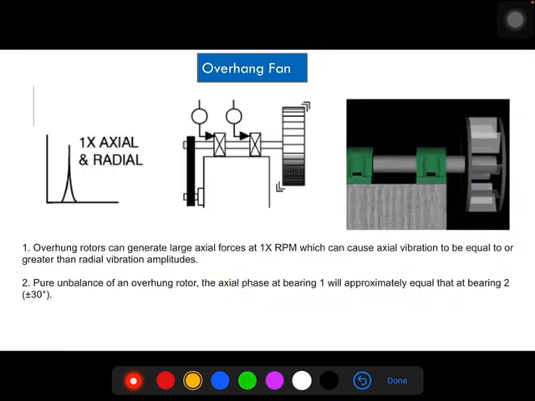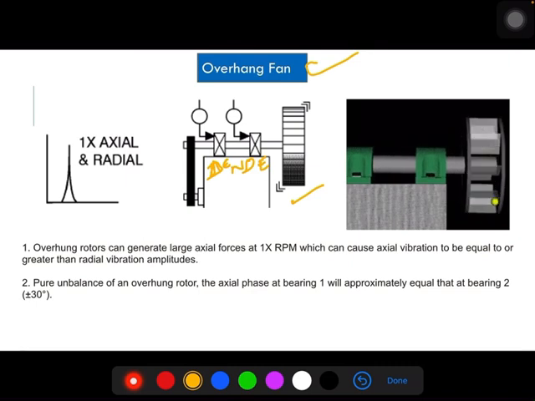So till now I have explained about the center hung fan, but it is slightly different for the overhang fan, because in case of overhang fan, both the bearings here, DE and NDE, this is NDE, this is DE, are on one side of the impeller. The impeller is in overhang condition. It is called an overhang fan. In case of overhang fan, the spectrum is slightly different than the center hung fan.